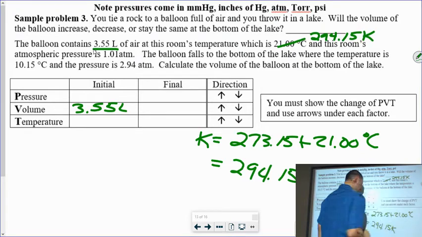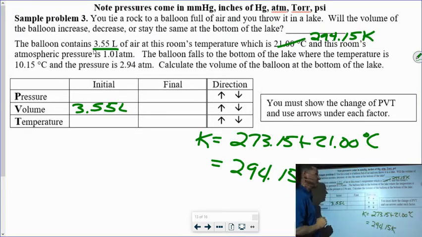294.15 Kelvin, following the sig fig rules. So that is our initial temperature, 294.15 Kelvin. And the atmospheric pressure is 1.01 atmospheres.